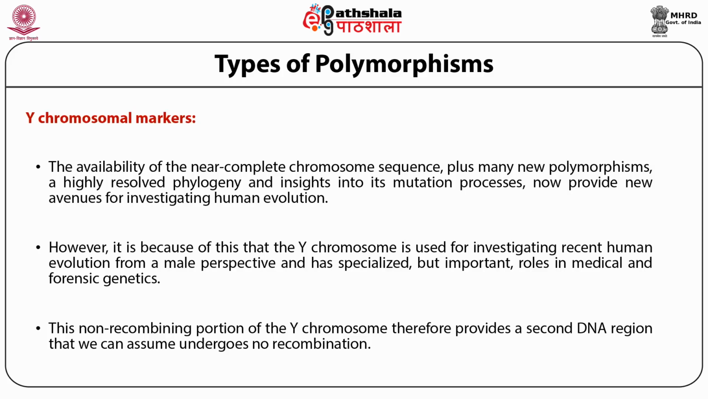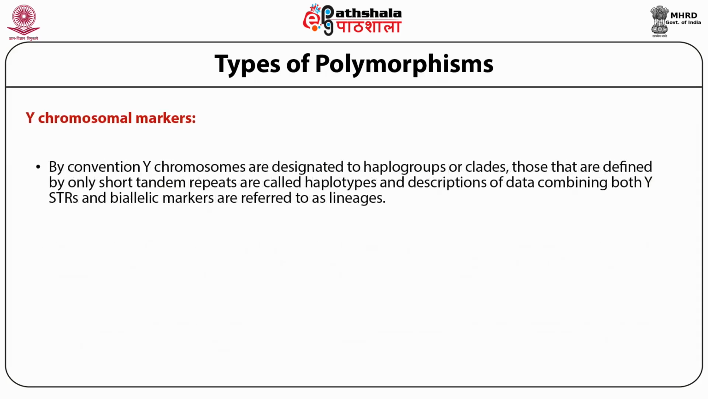However, in comparison with the mitochondrial genome, the polymorphism in the Y chromosome is very low. By convention, Y chromosomes are designated to haplogroups or clades. Those that are defined by only short tandem repeats are called haplotypes, and descriptions of data combining both YSTRs and biallelic markers are referred to as lineages. Y chromosomes carry a diverse spectrum of mutations, that is, chromosomal changes that do occur from generation to generation, that can be used as site or sequence specific markers.